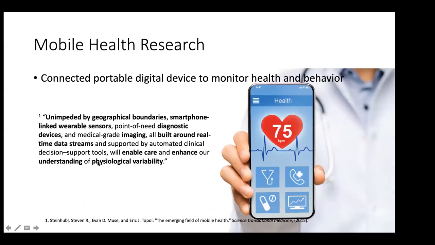So what is mobile health research? For people who are not familiar with mobile health, in layman's words, any portable connected device that has the capability of monitoring health and behavior can be considered in the mHealth domain.